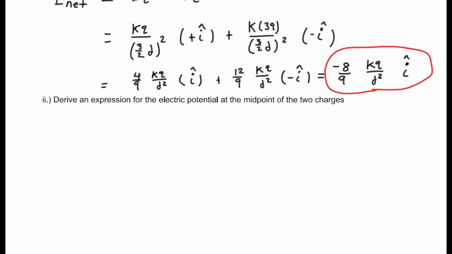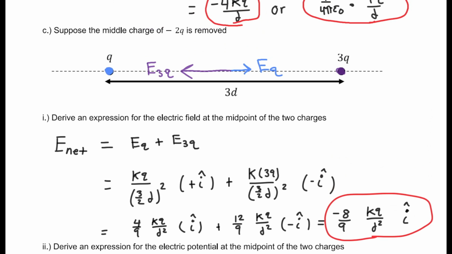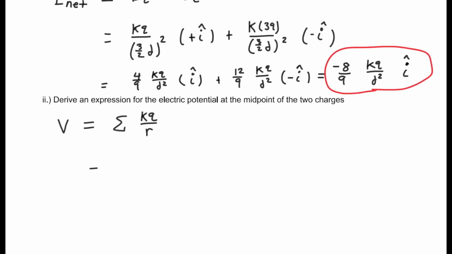All right, now for the electric potential. This one is also easy because the electric potential is a scalar, so I can just add up all the individual electric potentials, which is given by kq over r. Again, this was like the electrical height, where positive charges are like creating hills and negative charges are creating valleys.